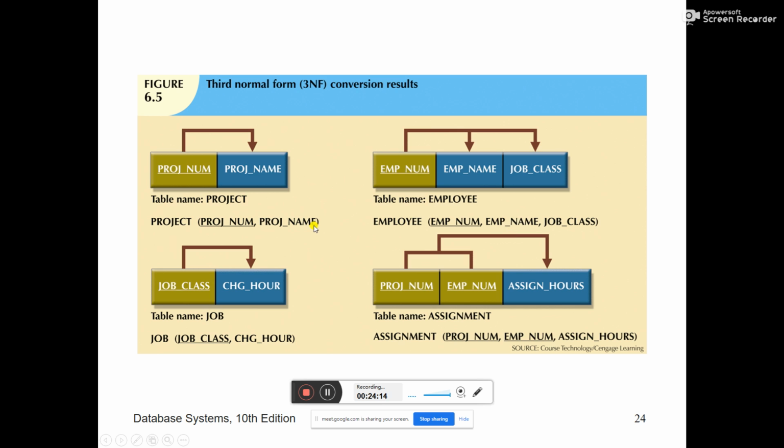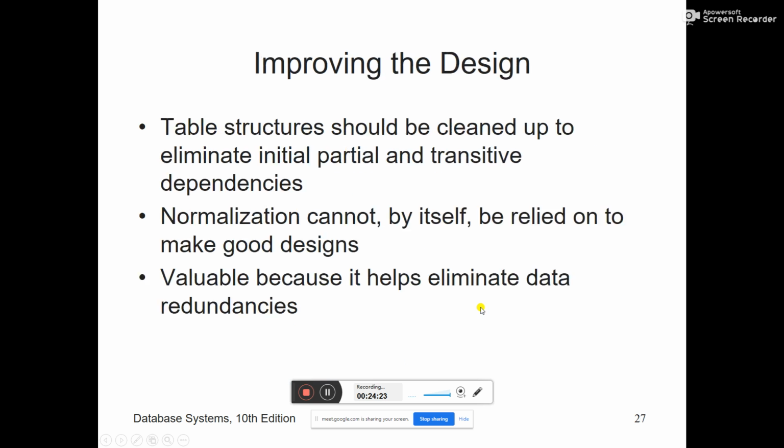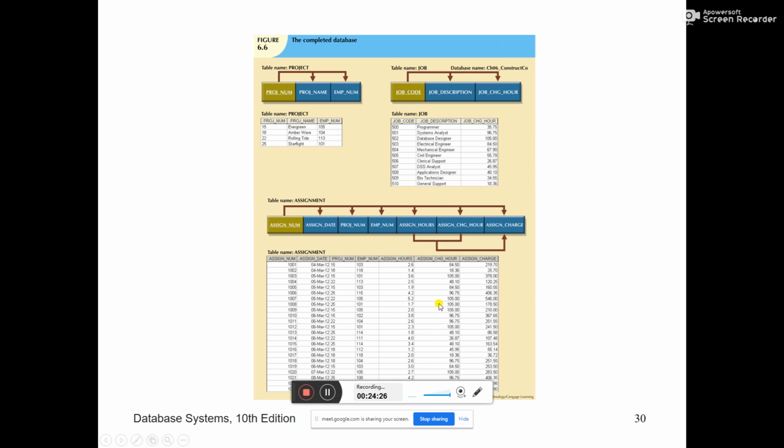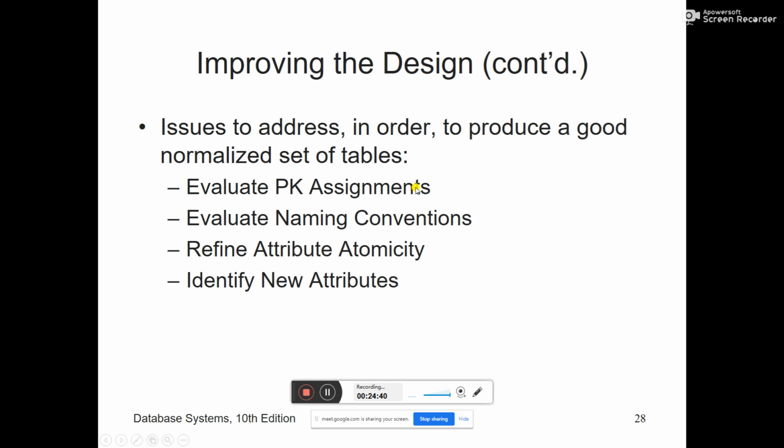And then hours: what does hours mean? So we change hours to assign hours. When we improve the database design, like here, hours has been changed to assign hours, job class is changed to job description, and charges per hour is changed to job charges per hour. Okay, refine attribute atomicity. Now what does attribute atomicity mean?